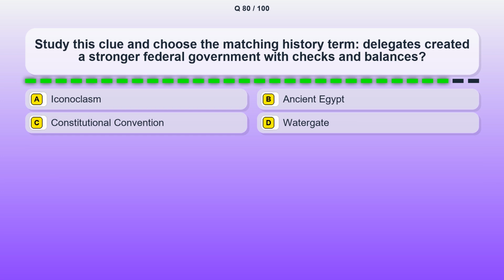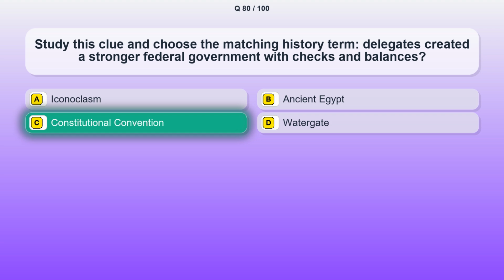Question 80. Study this clue and choose the matching history term. Delegates created a stronger federal government with checks and balances. Option A, iconoclasm. Option B, ancient Egypt. Option C, constitutional convention. Option D, Watergate.